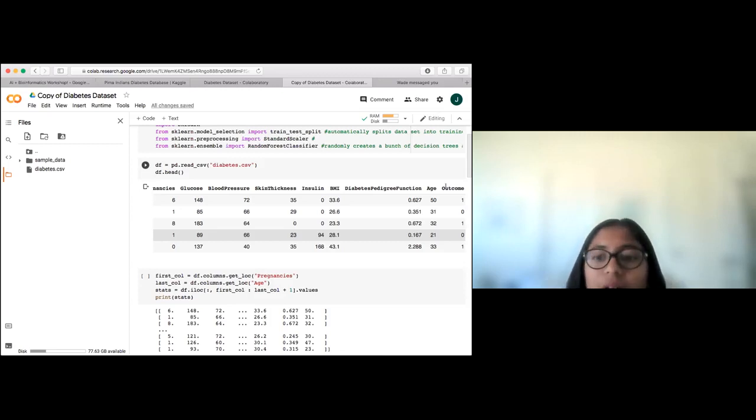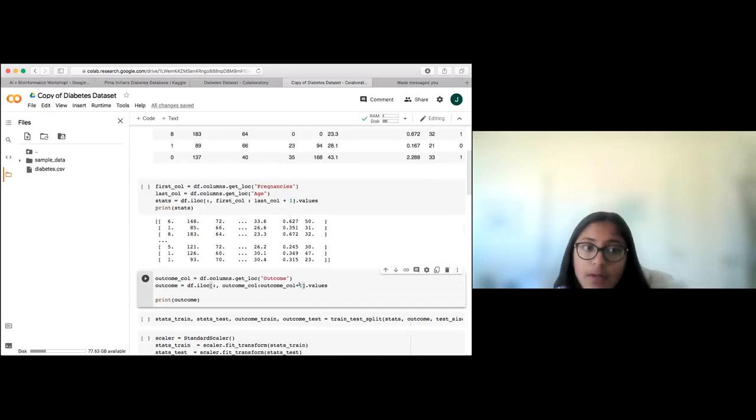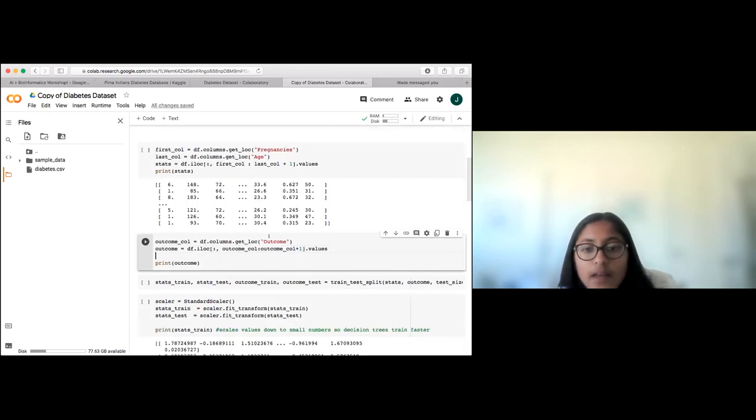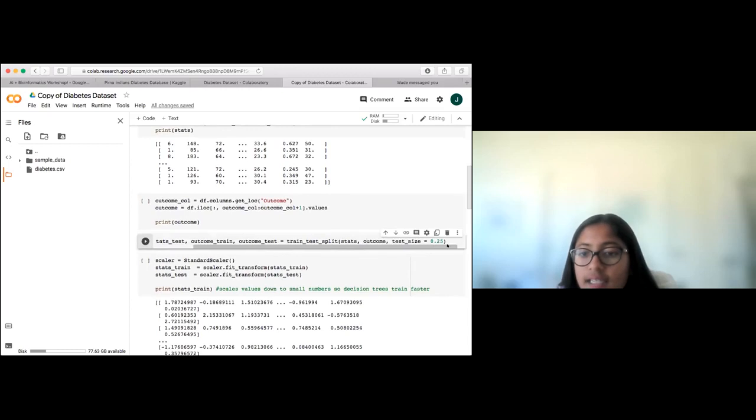Understood. Yeah. That's what this does. It basically creates another matrix that is only the outcome that corresponds to the inputs in this matrix that I created here. Okay, great. And then over here is where I'm splitting it into stats train, stats test, outcome train, and outcome test, and the test size is 25%.